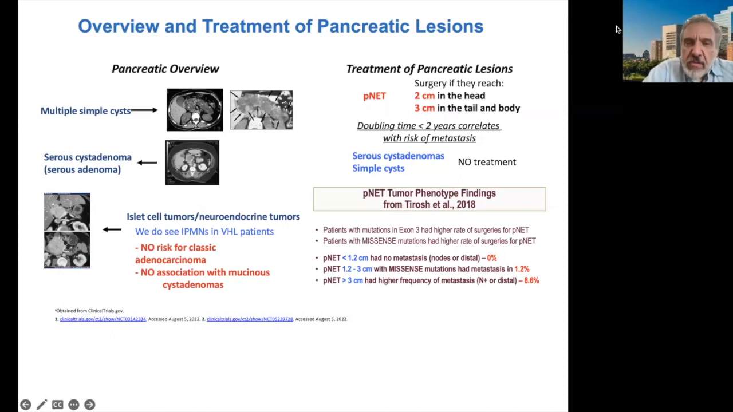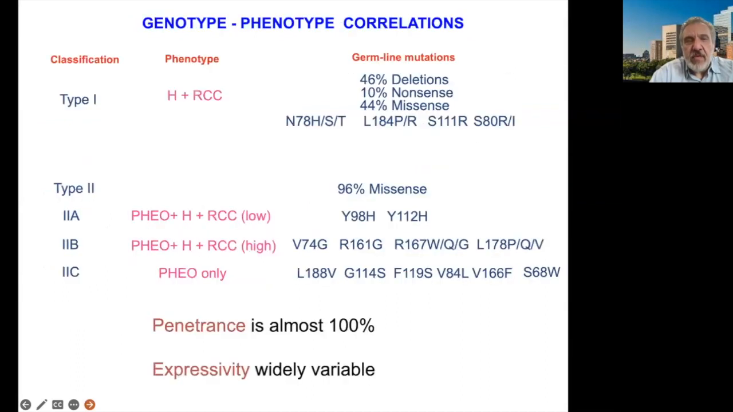In small neuroendocrine tumors, less than 1.2 centimeters, metastasis is essentially non-existent. Between 1.2 and 3 centimeters, and in those with missense mutations, the possibility of metastasis after the operation is very small, 1.2%. And when they are higher than 3 centimeters, and that's why this is the cutoff in the head, body and tail, the possibility of metastasis becomes more significant, 8.6%, or of recurrence of the tumor. So this is how we treated these tumors before belzutifan.